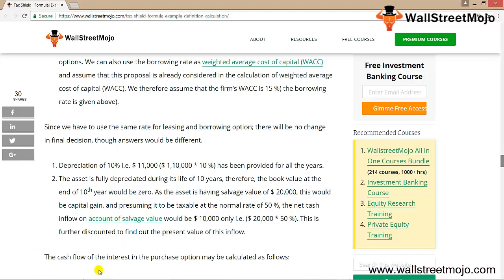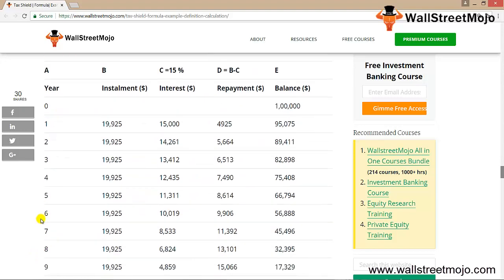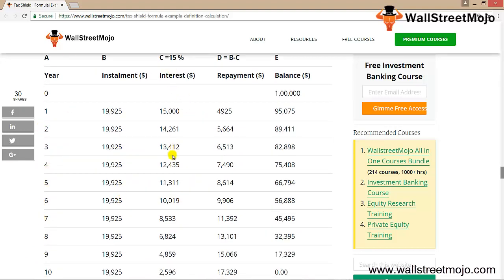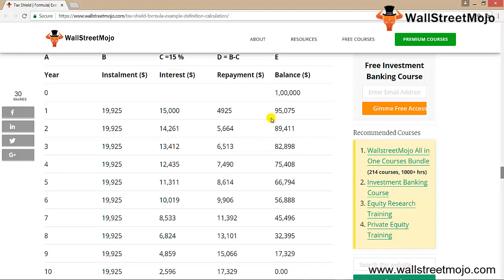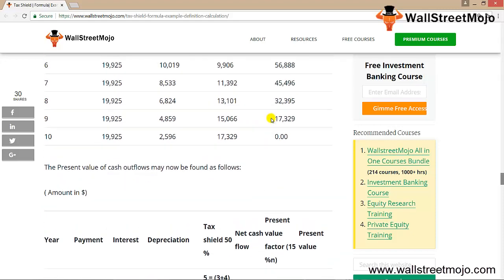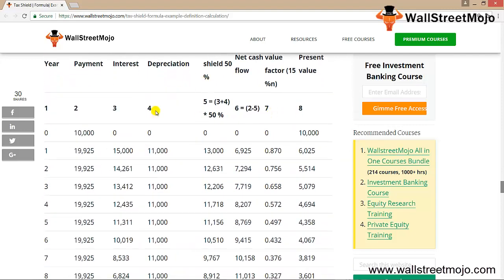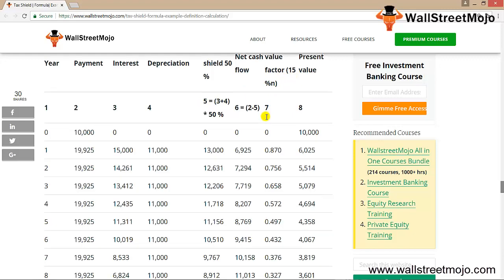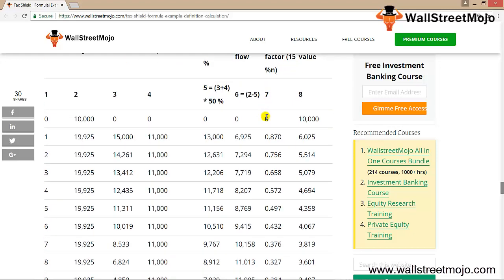So the cash flow for the same is, if you go down and see here, the installments, the interest, and the repayment that you do, which is installment minus interest, and the balance details. So that is basically your complete table regarding the repayment. When you come down, you see the payment, interest, depreciation, and the tax shield. Tax shield will be on 3 plus 4, that is your interest and depreciation, and the net cash flow will be your payment less the tax shield, because tax shield is your gain, and you will multiply with the present value factor to get the present value.